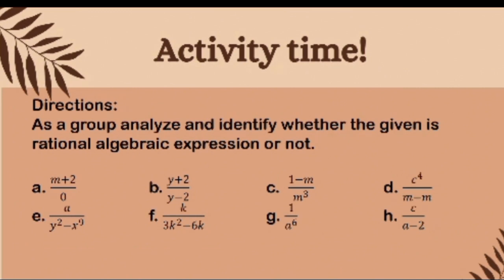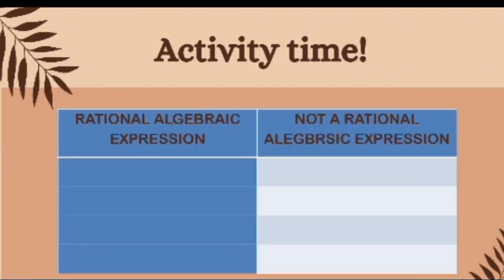And now we have the activity. Directions: as a group, analyze and identify whether the given is a rational algebraic expression or not. Put the rational algebraic expressions on the left side, then put the not rational algebraic expressions on the right side.